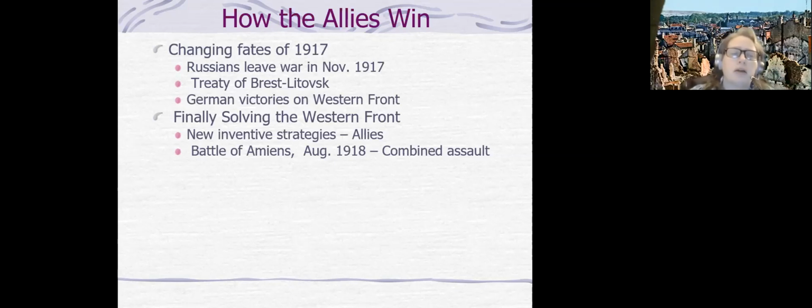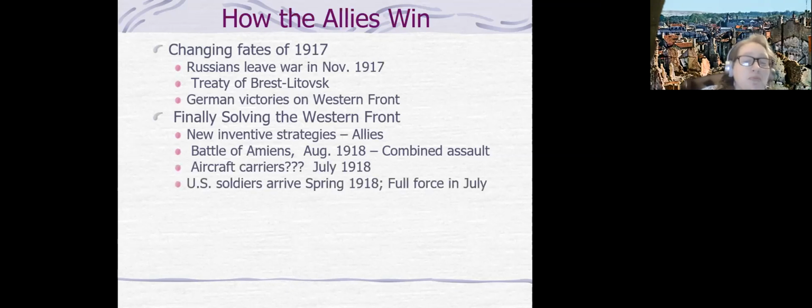We're also going to combine the use of cavalry, infantry, literal cavalry, and the tank, as well as aerial support and artillery. We're going to use these all at once to actually move things forward. And the Battle of Amiens is going to see more movement on the Western Front than they've had the entire war. In fact, it smashes the German line and pushes them back heavily. We'll also see the beginnings of aircraft carriers that begin that summer.